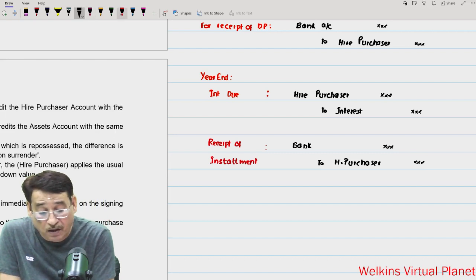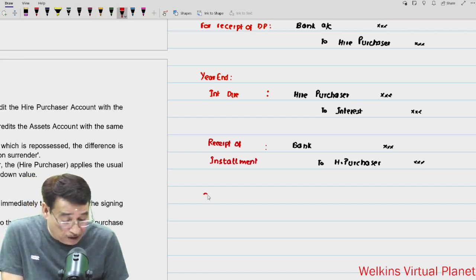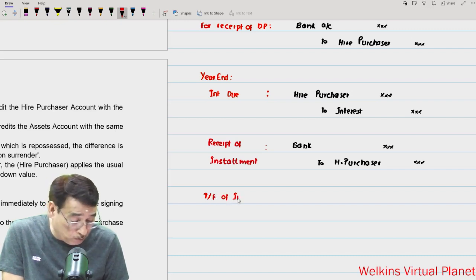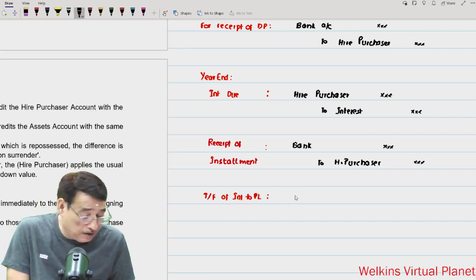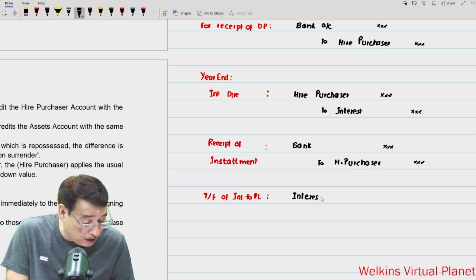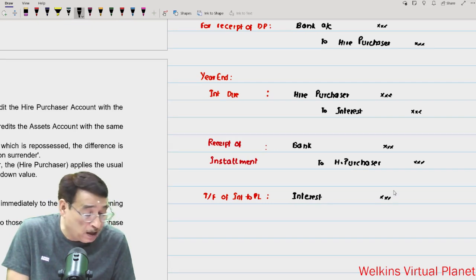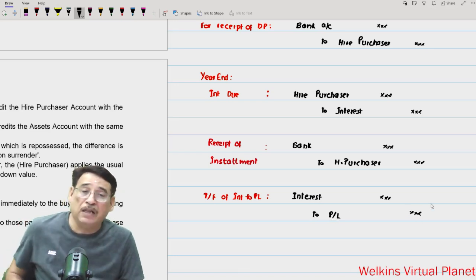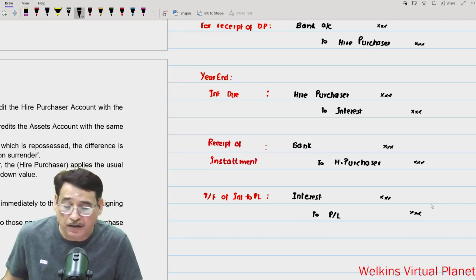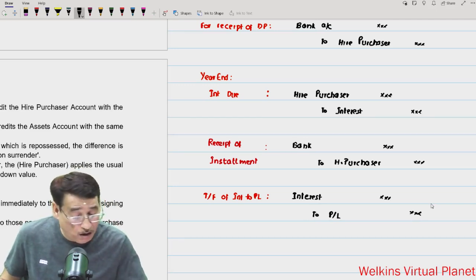the vendor, as far as the vendor is concerned. One more entry you can pass, that is transfer of interest to P&L. Because interest is a gain for you, correct. So obviously you are going to transfer interest ultimately to the credit of the profit or loss account. So interest account debit, now you are closing the interest account. Earlier it was credited, now you are debiting it and transferring it to the profit or loss account. So basically these are the entries which would be passed by the seller.